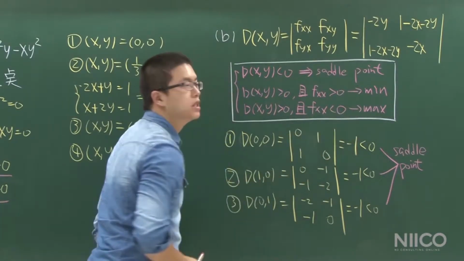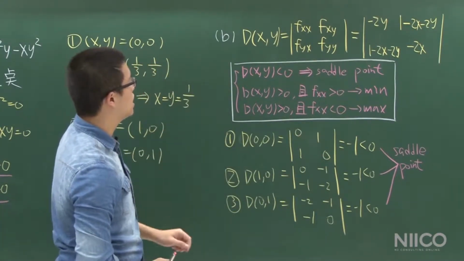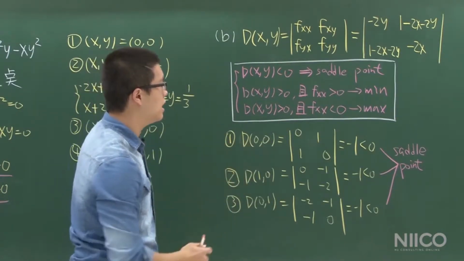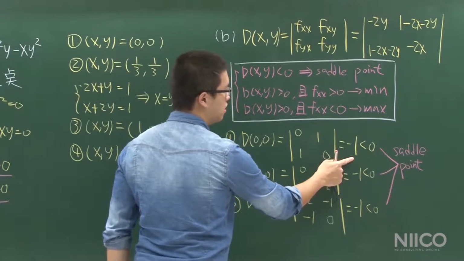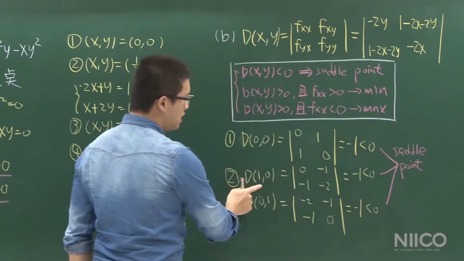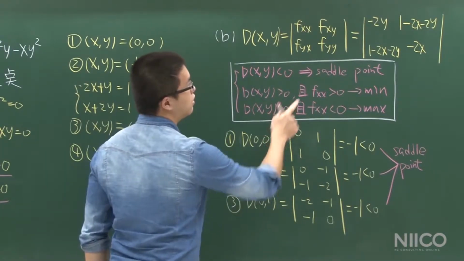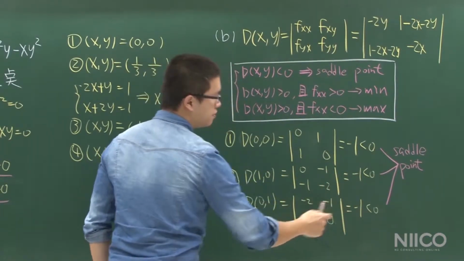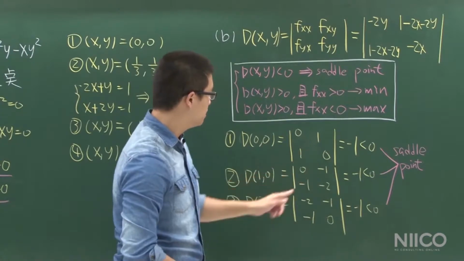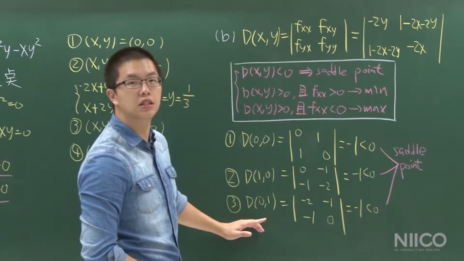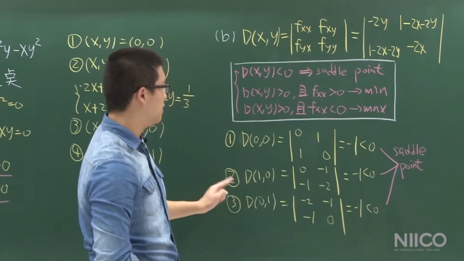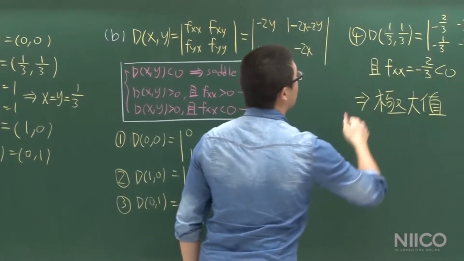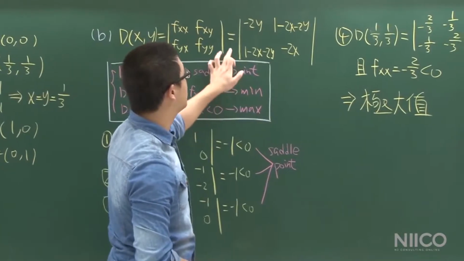So what is the determinant? It is negative 2y times negative 2x minus the square of 1 minus 2x minus 2y. Now, we substitute x and y with all these equations. With x and y equivalent to 0 and 0, the determinant is negative 1. And then when x and y equals 1 and 0, it is also negative 1. And then when x and y equals 0 and 1, it is also negative 1. So for these 3 points, these are all saddle points.